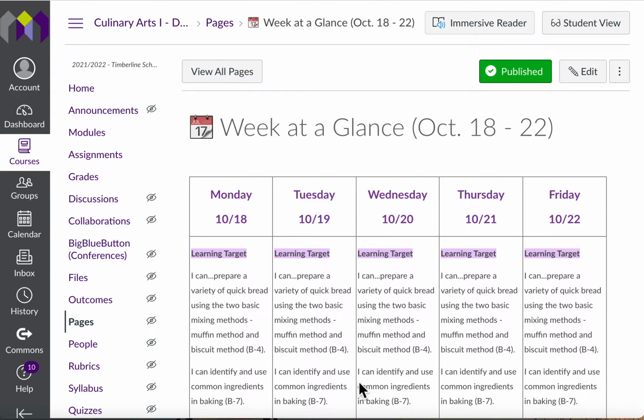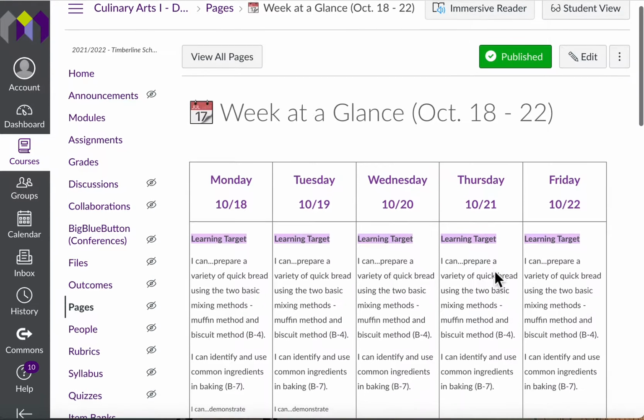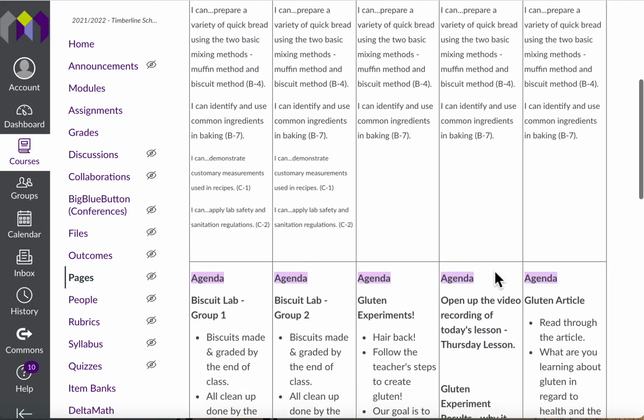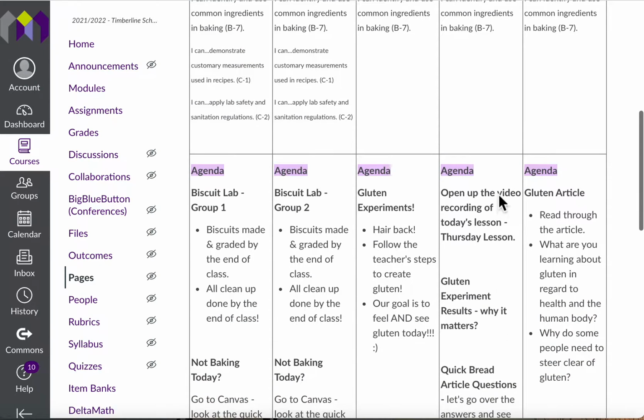Culinary students, happy Thursday. This is just a reminder, you're going to have a sub today, and even if you don't have a sub with you, you're going to be able to do the work just fine by using Canvas. If you get into your Canvas page and go to Week at a Glance, you're looking at Thursday's agenda, and I'm going to have you scroll down, and this is where you're going to find the link for opening the video recording of today's lesson.